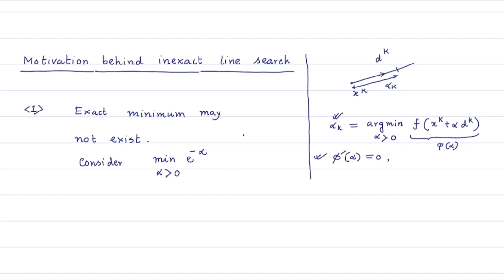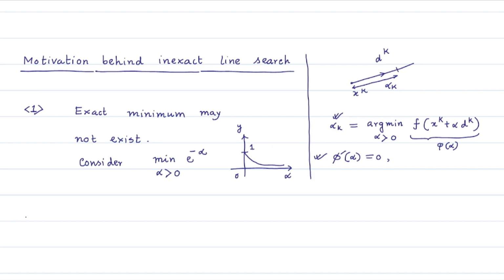For this function, we notice that there is no minimum of the function e to the power minus alpha for alpha greater than 0. We have the graph of the function like this, where the x-axis, or alpha axis, is an asymptote, and hence the function does not have any exact minimum for alpha greater than 0.